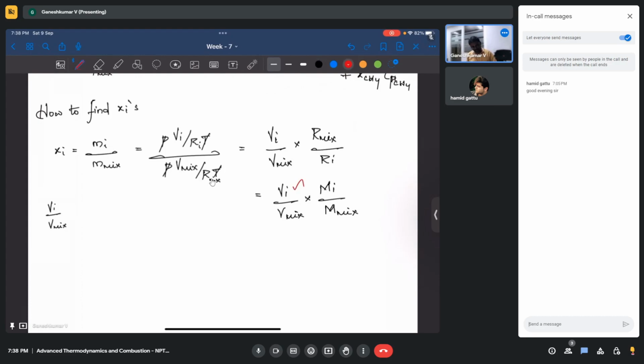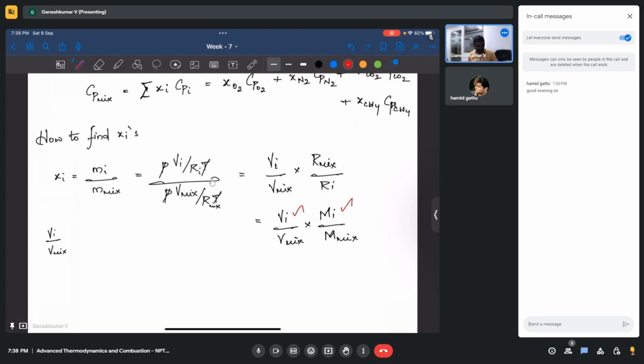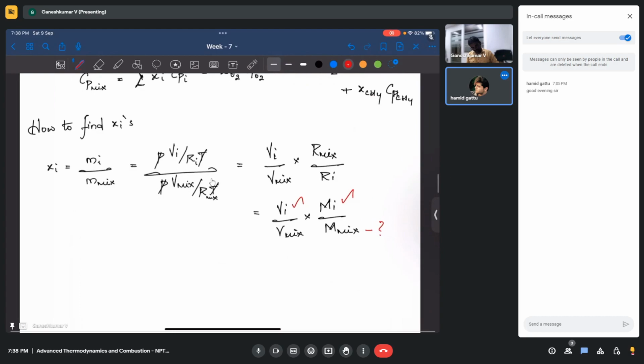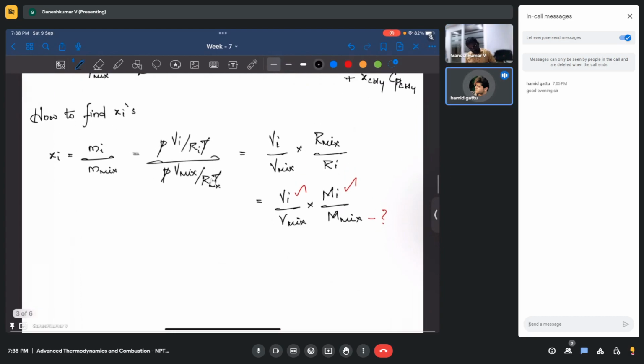This is known because percentage by volume is given. This we also know. How about this? Previously we used the mole fraction. Here we have the volumetric analysis. This by volume basis is actually equivalent to molar basis. That is one thing you need to understand here. Vi by V mixture is nothing but volume fraction, which is actually nothing but mole fraction.